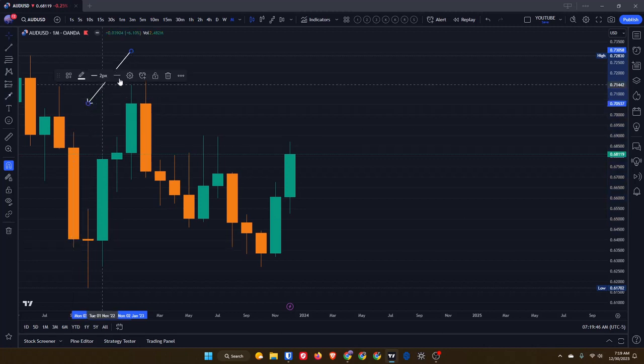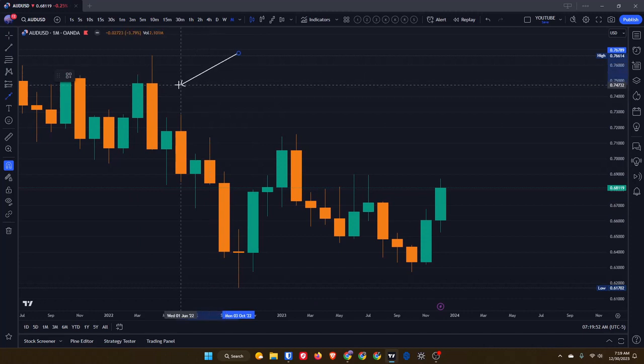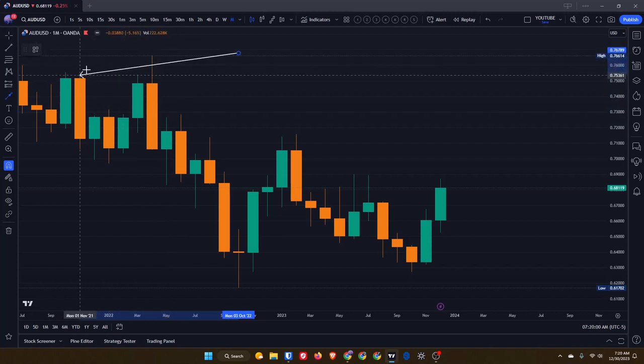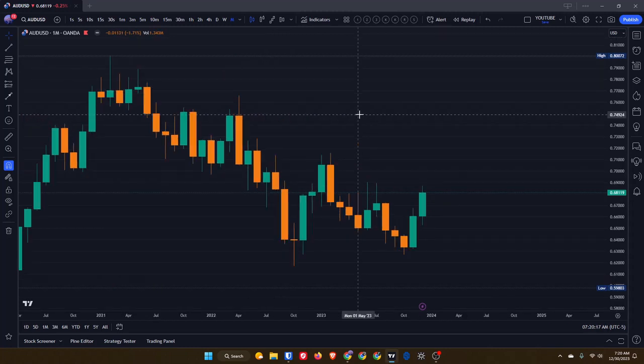Boom. Okay, let's read one more orange candle or red candle. We opened at the top of the body, went all the way up, went all the way down to the bottom of this wick, and then closed at the bottom of this body. So that's how you read a candle. Alright, so that's the basics of reading candles.